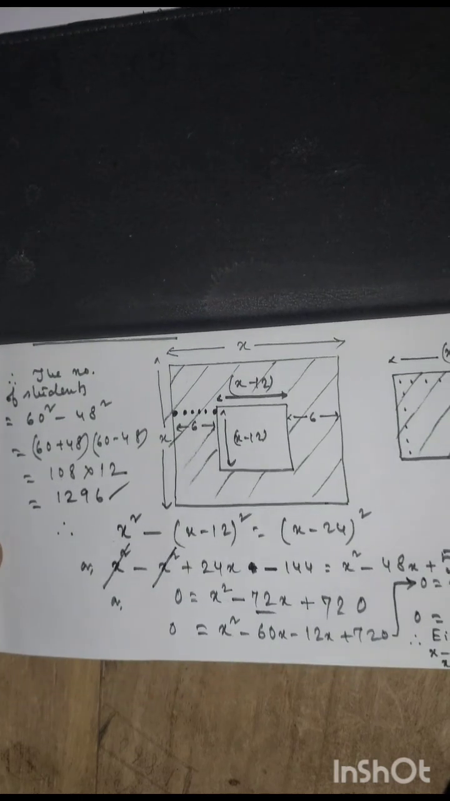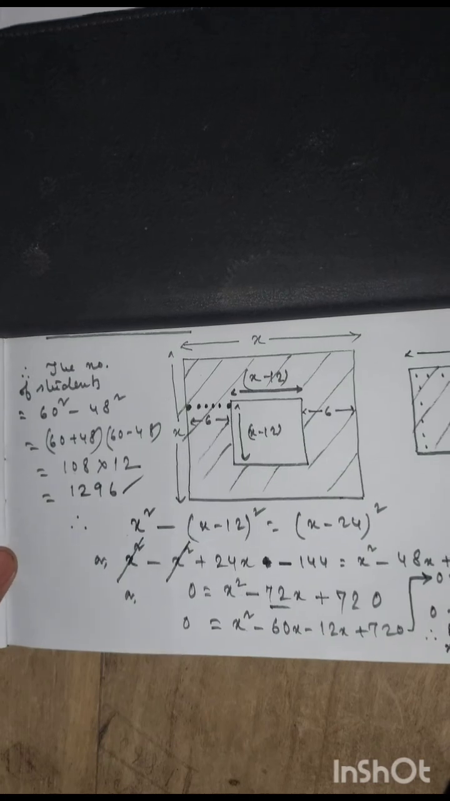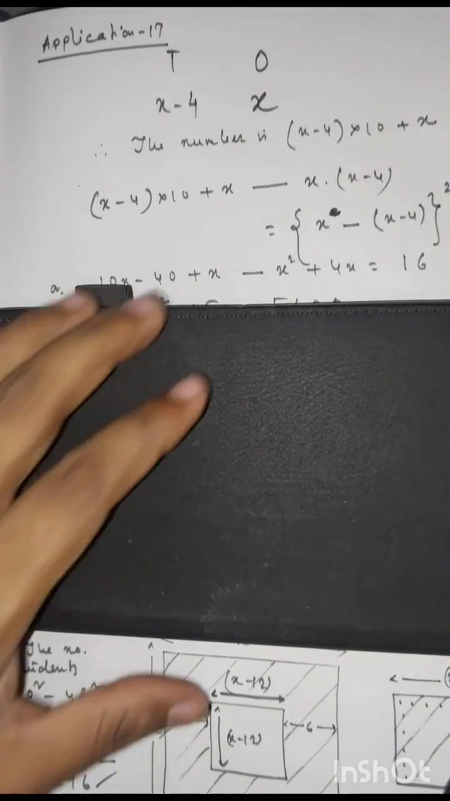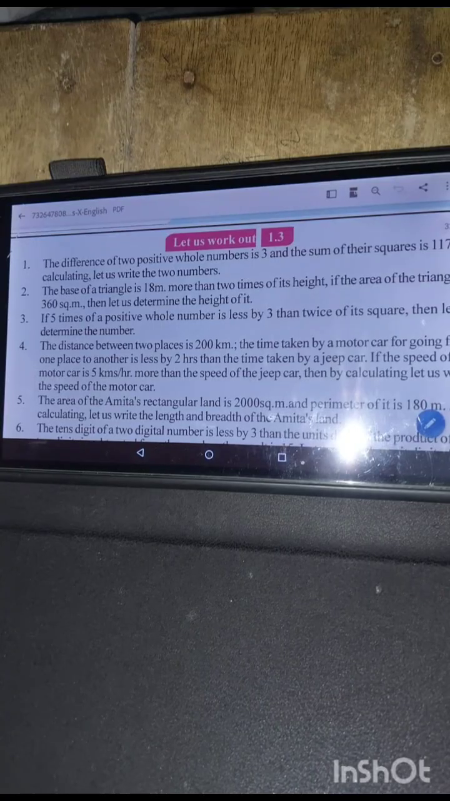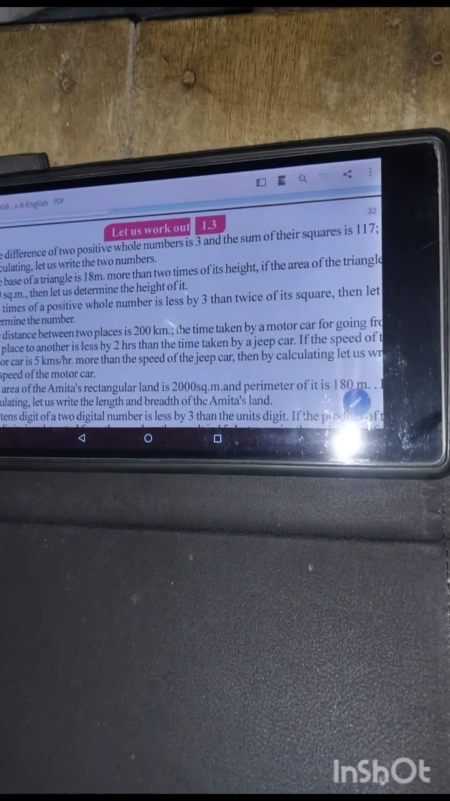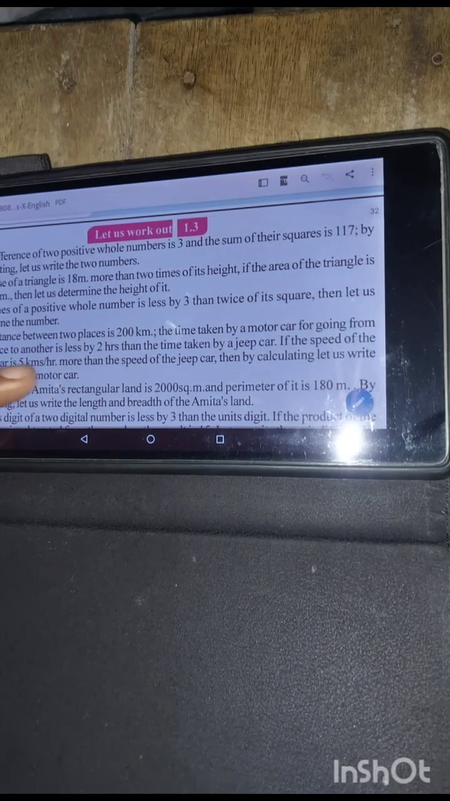I hope this question is clear to all of you. Now let us proceed to our exercise 1.3. The first question of 1.3 says the difference of two positive whole numbers is 3 and the sum of their squares is 117. By calculating, let us write the two numbers.